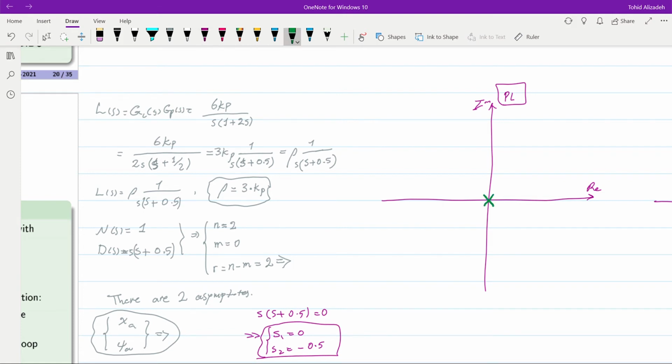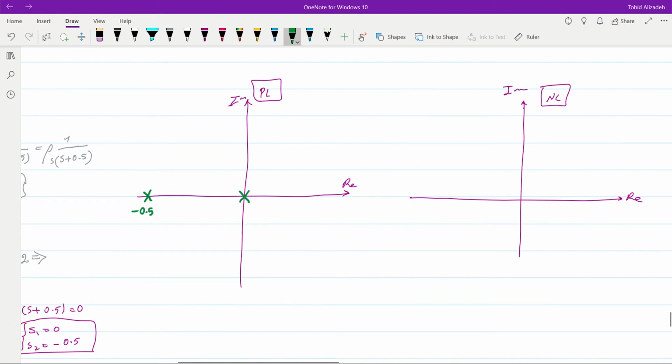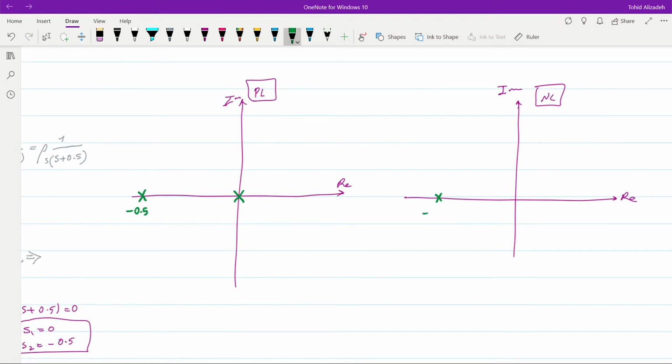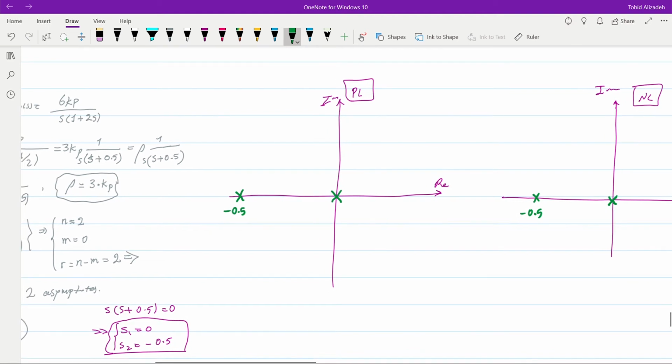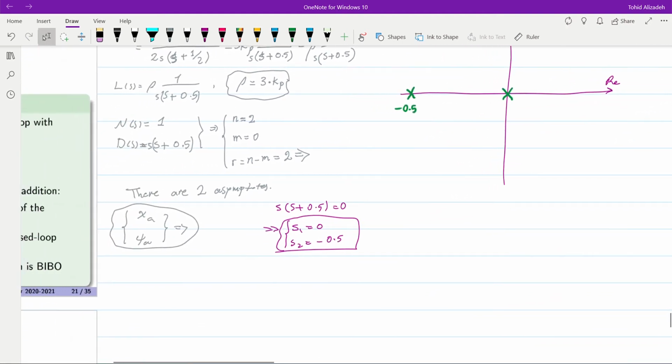We start to locate them at minus 0.5 and at the origin. We know that our branches will originate from the poles and they will move towards infinity because there are no finite zeros for our system in this case. Now we can find out the value for XA.